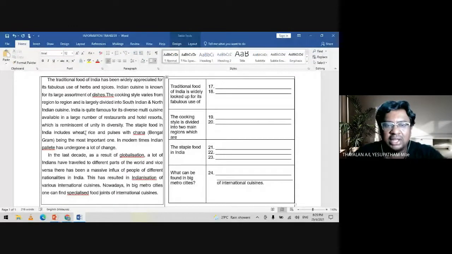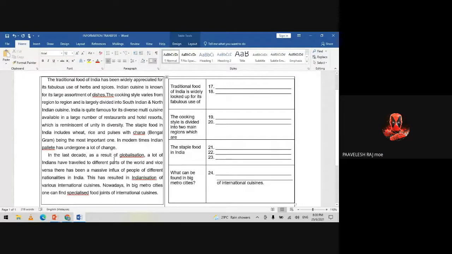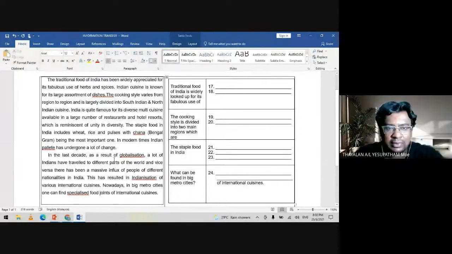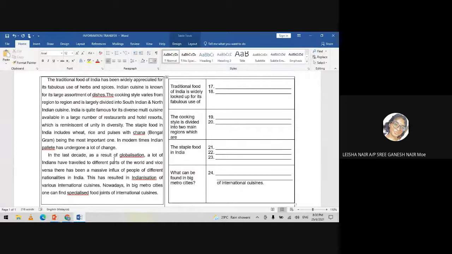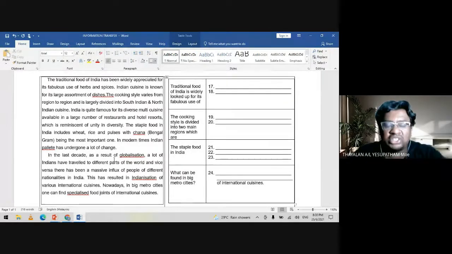Excellent. Wheat. 22. Rice. 23. Pulses with chana. Pulses with chana is accepted because it is still three words.